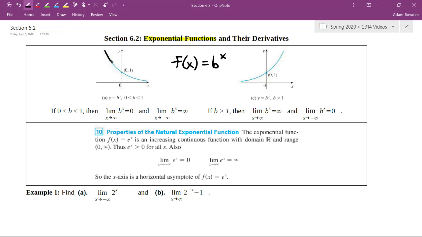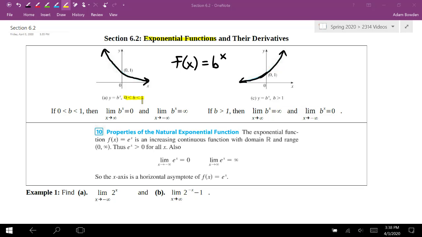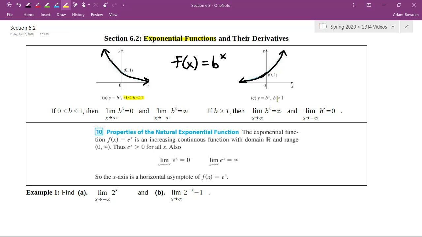They can drop as you move left to right, fall toward the x-axis but never touch the x-axis, or they can rise as you move from left to right, away from the x-axis going upward. And the thing that causes one or the other to occur is the base b. If b is between 0 and 1, like a fraction like 1/2 or 1/3, then you see the shape where the graph is falling. If the base b is greater than 1, then you have the shape of the graph going up as you move from left to right.